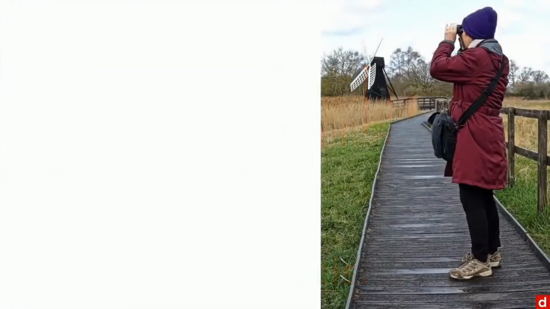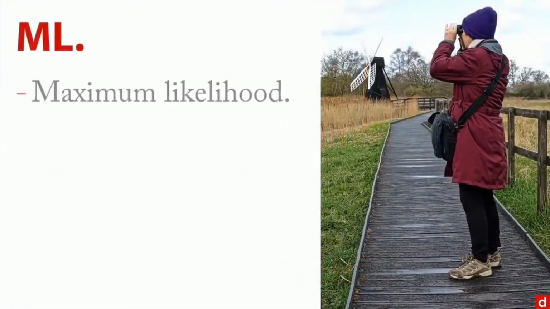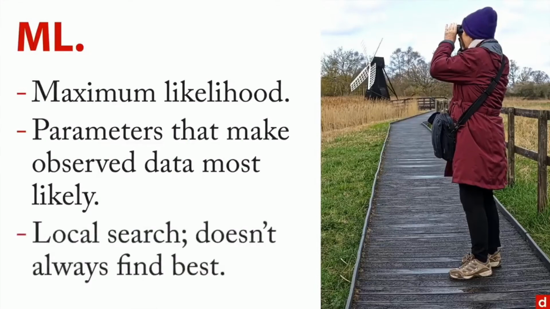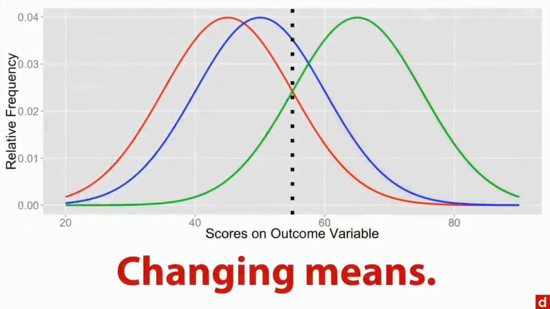Now, another approach is ML, which stands for maximum likelihood. And this is when you choose parameters that make the observed data most likely. It sounds kind of weird, but I can demonstrate it. And it's based on a kind of local search. It doesn't always find the best. I like to think of it like a person here with binoculars, looking around them, trying hard to find something, but you could theoretically miss something. Let me give a very simple example of how this works.